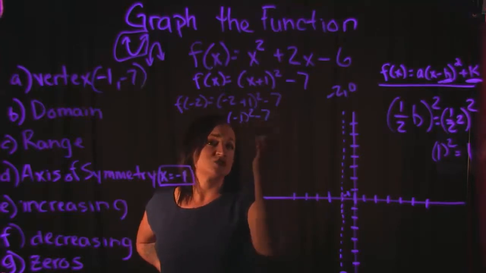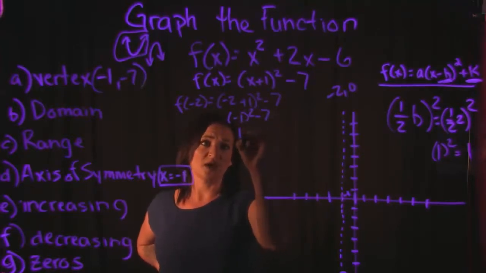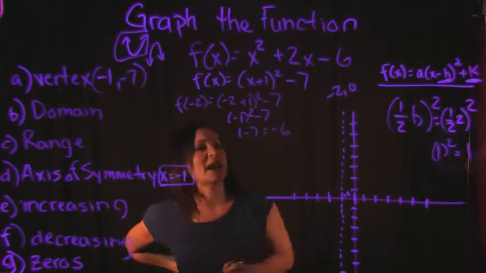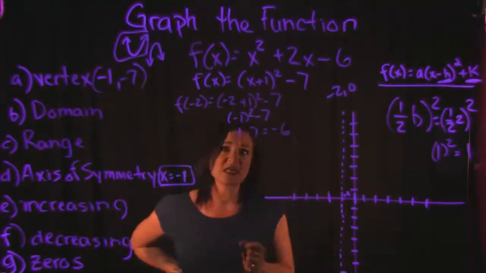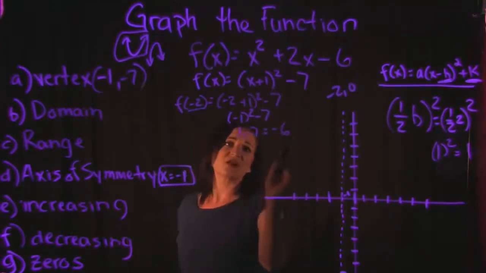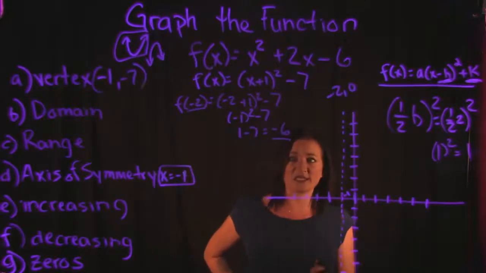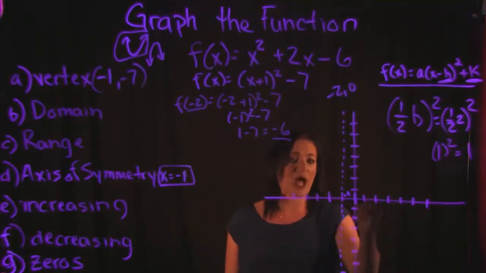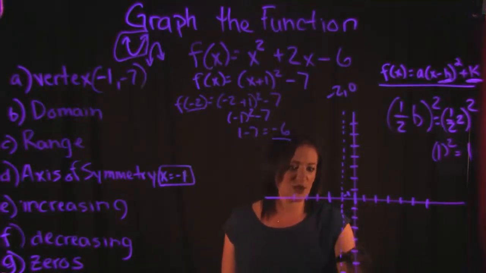And negative 1 squared, so negative 1 times 1 is 1. And 1 minus 7 is a negative 6. So when I input negative 2, I get a negative 6. That gives me another point for my graph. So that means I have negative 2 and then 6 right over there.